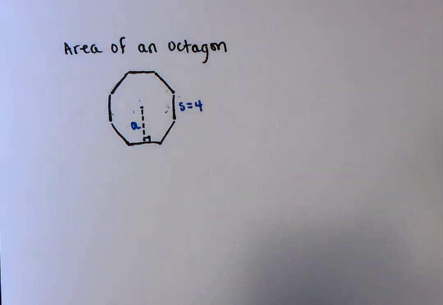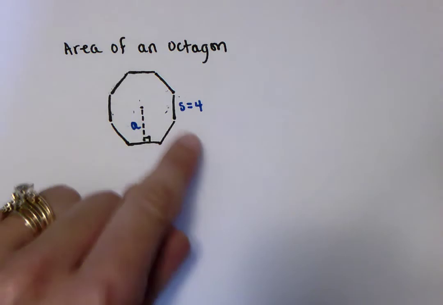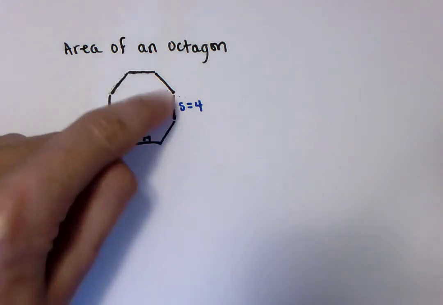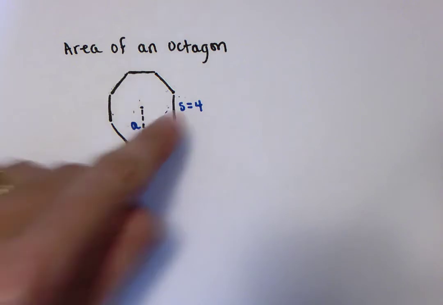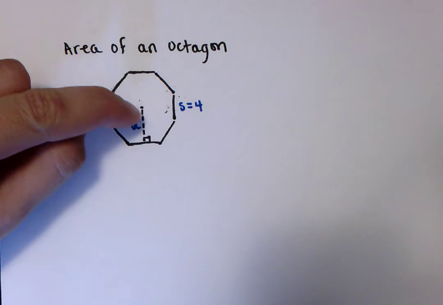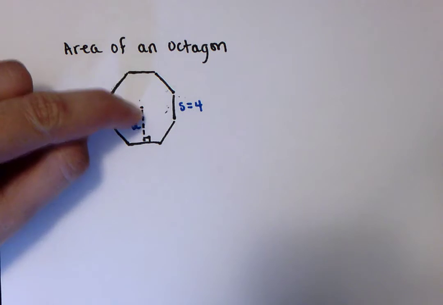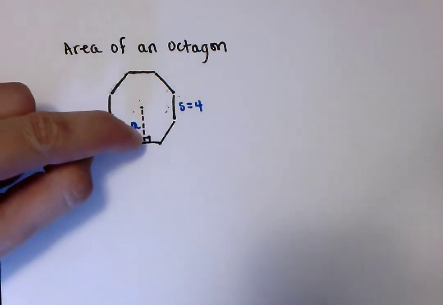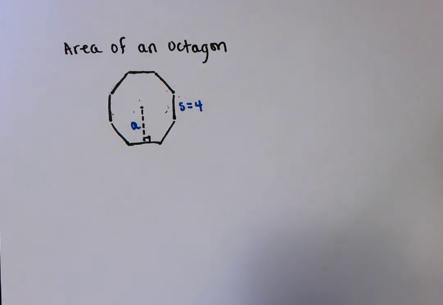Hi, so we're going to discover how to find the area of an octagon. Here we have an octagon. The side length of one of the sides is equal to 4. And then the apothem is the line that goes from the center of the octagon down at a 90-degree angle with the side.